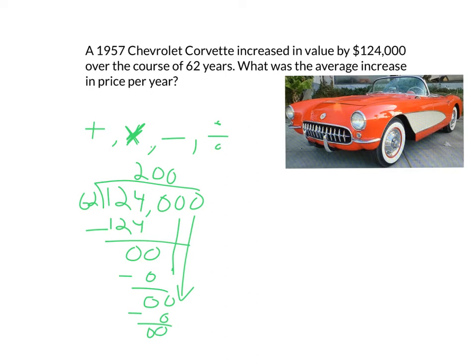0 does not go into 62 one last time. 0 times 62 is 0, and when you subtract, you're done. There's nothing left to bring down. It would seem that the average increase in price per year was $2,000, ladies and gentlemen.